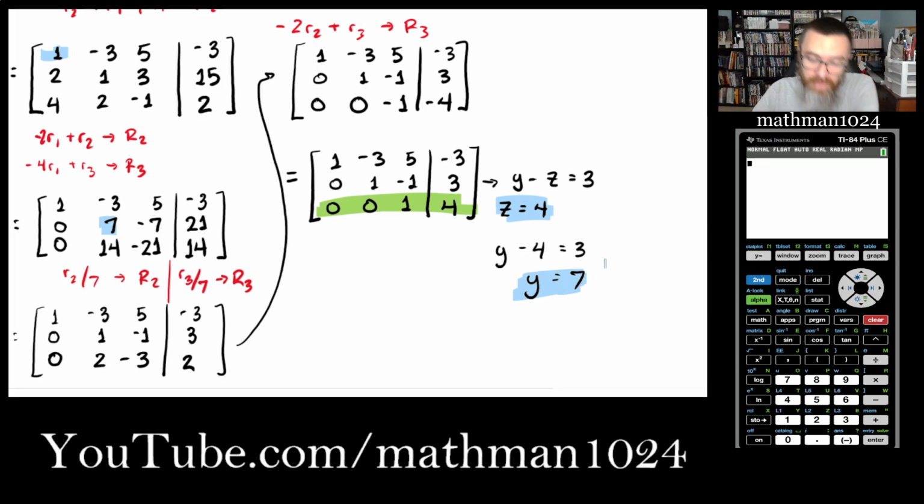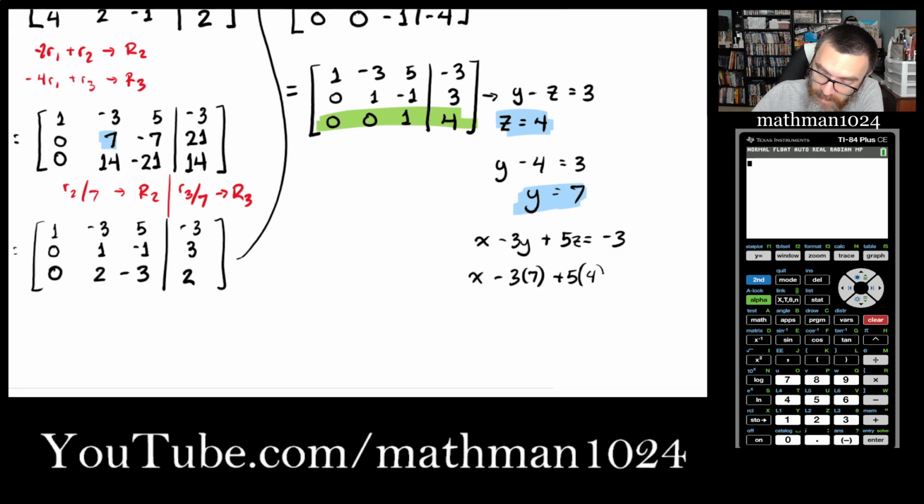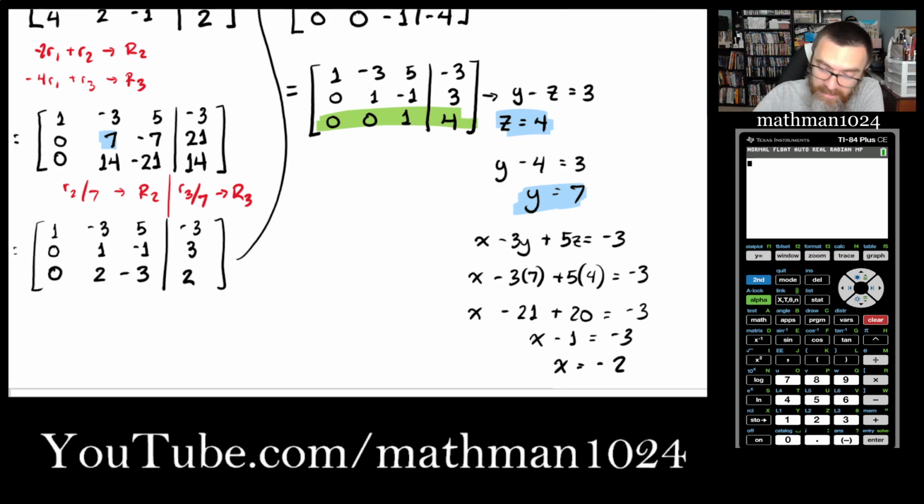Well, now that we have both of those, let's use the equation at the top. Right? So that means that we have x minus 3y plus 5z equals negative 3. So x minus 3 times 7 plus 5 times 4 equals negative 3. X minus 21 plus 20 equals negative 3. X minus 1 equals negative 3, so x equals negative 2.